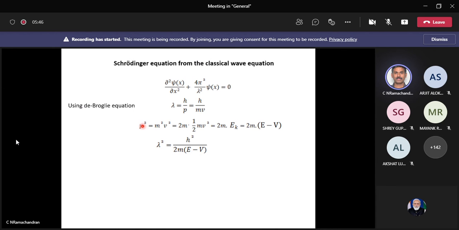That means I am expressing momentum square in terms of various energy components. So p square is equal to m square v square, simple mathematics. So 2m into 1 by 2, you will get the same as here. Finally, 2m into half mv square, which is the kinetic energy, so I wrote 2m into Ek. So what is kinetic energy? The next step is that kinetic energy is equal to total energy minus potential energy. Just an expression I am bringing in. So in place of p square, I have the expression 2m into E minus V.